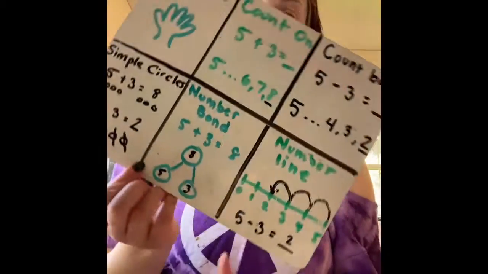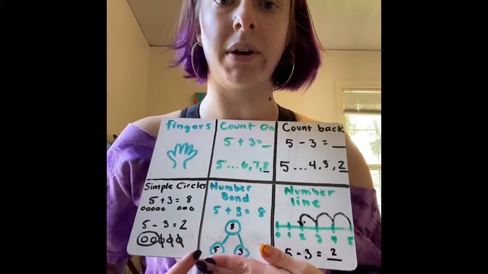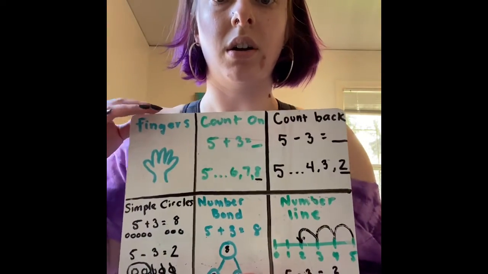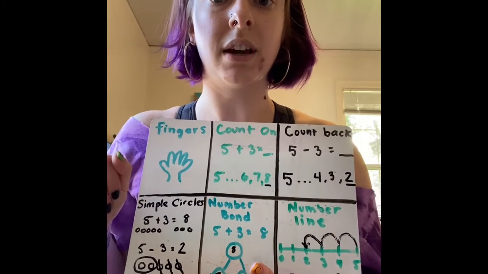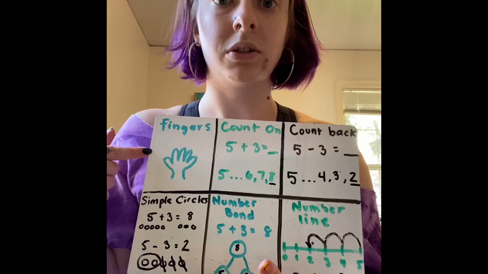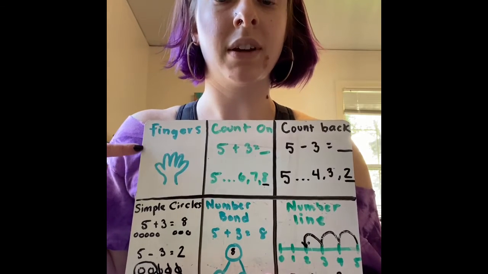But before we do that, Miss Taylor is going to review some of the strategies that we use to show our work or help us solve a problem, okay? So we have 6 different strategies that we've talked about. Our first one is our fingers. So we use our fingers to help us count. This is a great strategy. Just remember, we only have 10 fingers.